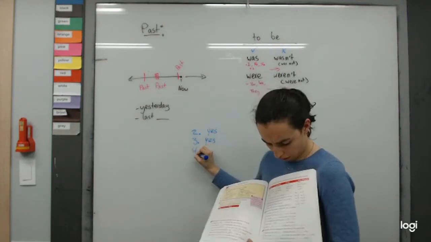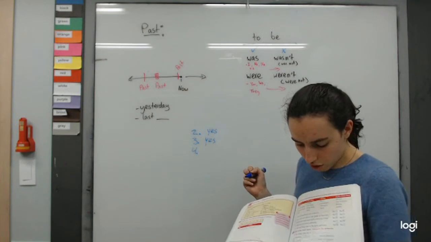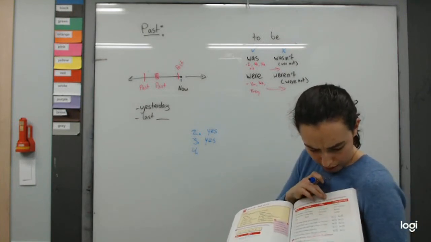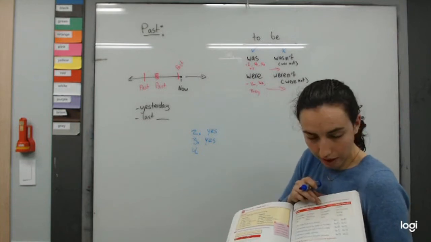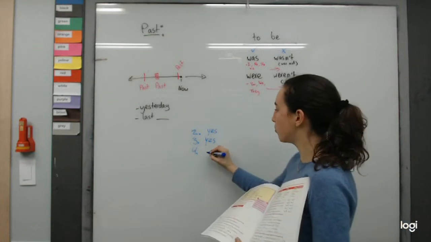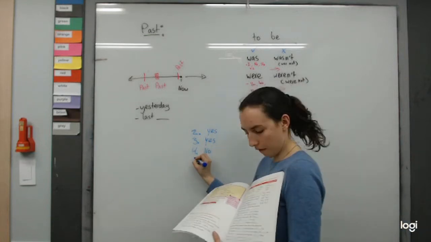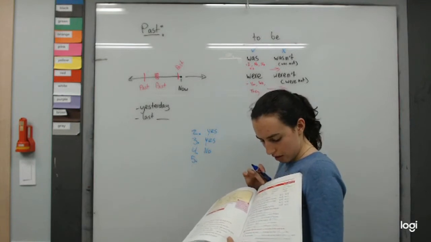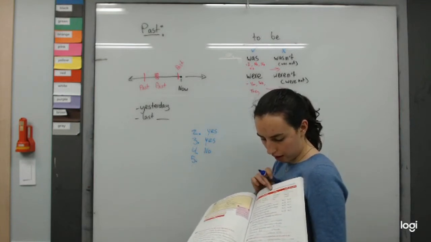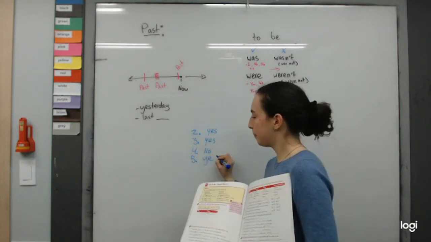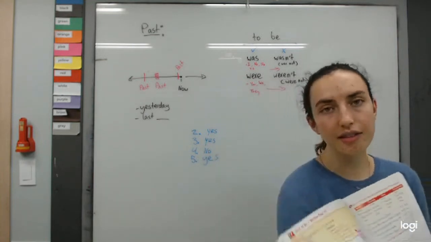Okay, number 4. Julie was in London yesterday. So Julie, yesterday, today is Saturday, so yesterday is Friday, and Julie was not in London. She was in Paris, so no, not true. Okay, and number 5, Carl and Tony were in Shanghai yesterday. Carl, Tony, yesterday, Friday. Carl, Tony, Shanghai, yes. Okay, finish checking your answers, and then let's move on.